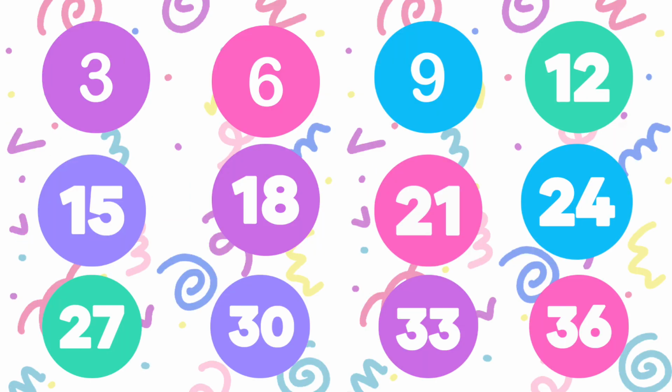These numbers from 3 to 36 are what we call the multiples of 3. We could practice our multiplication table by skip counting by 3s. Let's practice skip counting together. 3, 6, 9, 12, 15, 18, 21, 24, 27, 30, 33, 36.